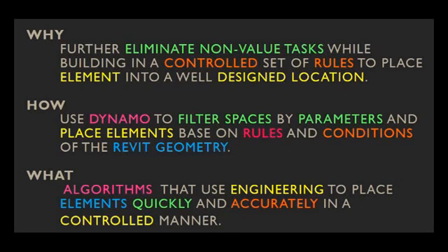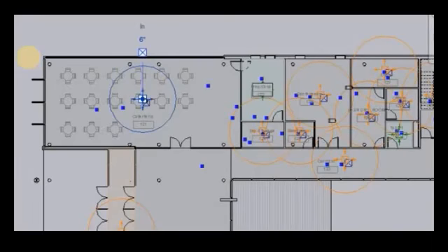We're going to of course use Dynamo. We're going to be able to filter some of the spaces, place elements based on rules that we make, and decisions from the Revit geometry itself. So we get algorithms, we get to do things more quickly, more accurately, and more controlled.